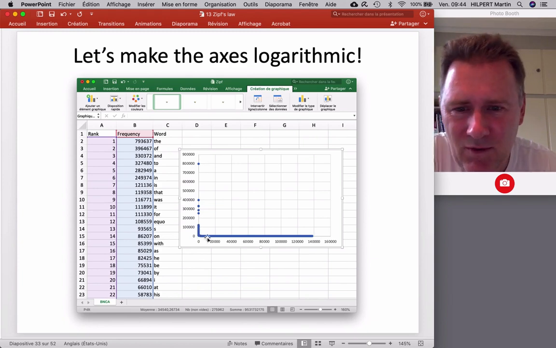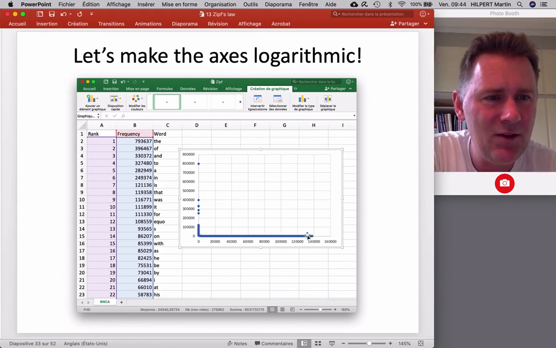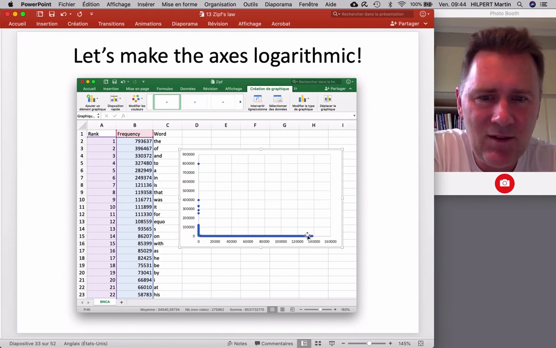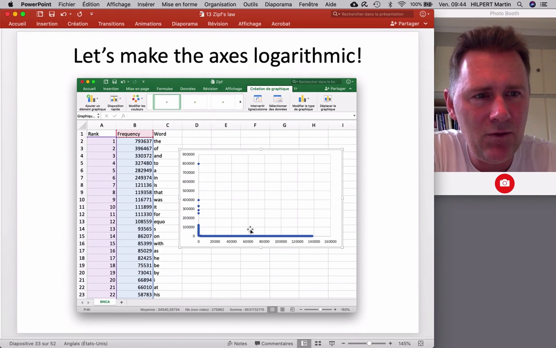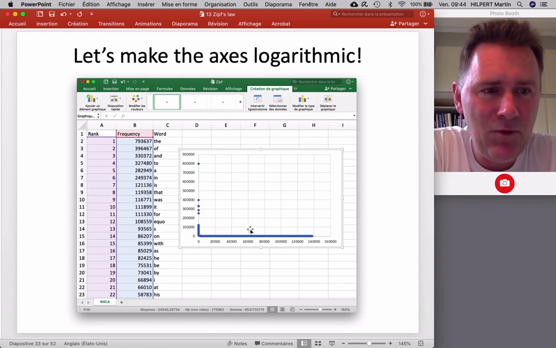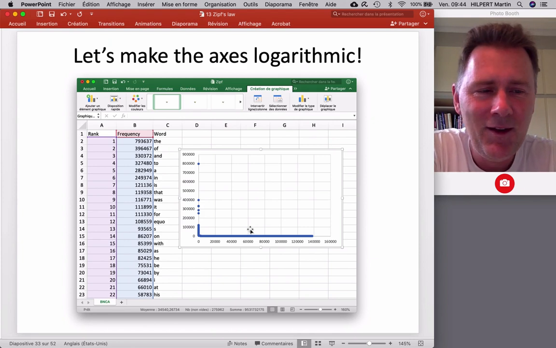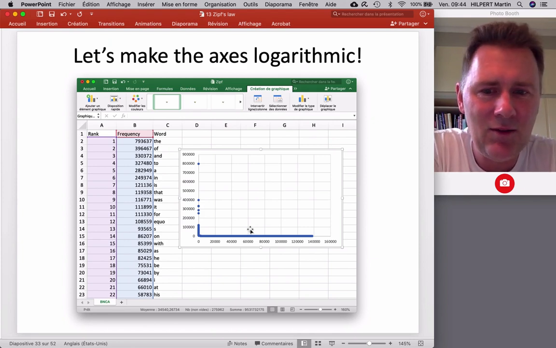And also the scale of the frequencies is such that most words are really down here, yeah? In the single digits or double digits. So this is not an ideal way of looking at it. And some of you will be impatient for me to say this, but we need to change the axis to logarithmic scales.